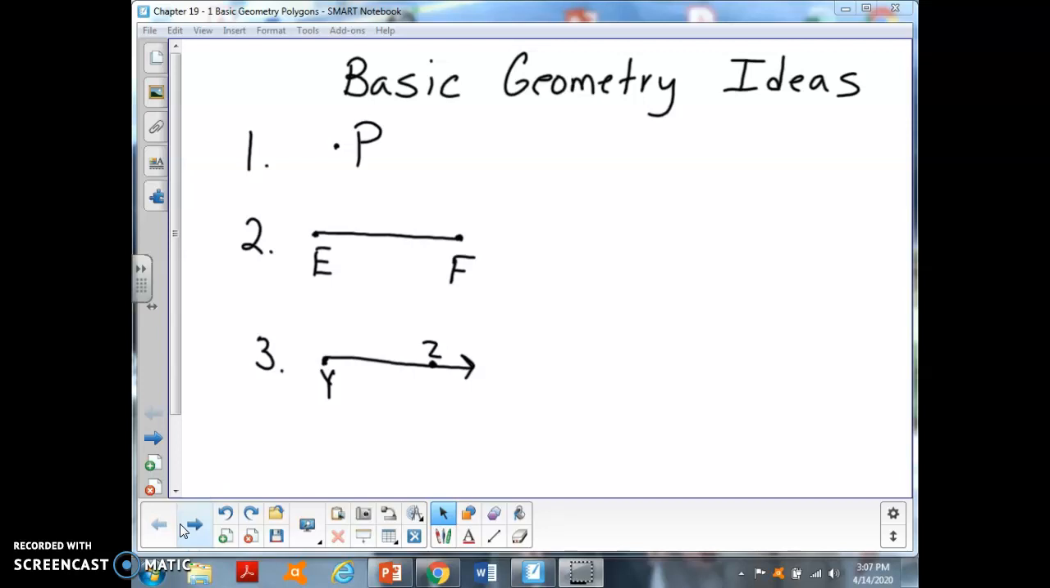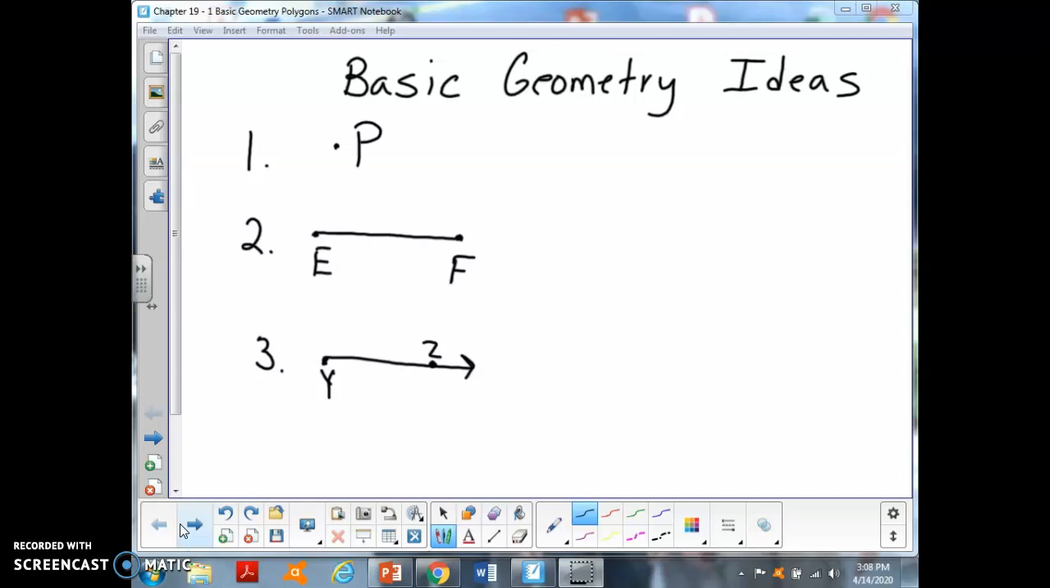Today's lesson is going to be on geometry. It'll be a new chapter, chapter 19. If you open your books to page 450, we have some basic geometric ideas. On page 450, they go through a bunch of them. I'm just going to point out a few of them and then show you how to label them, so when you do your assignment today, you have an idea of how to do it.